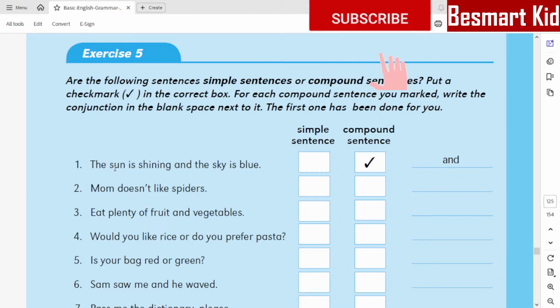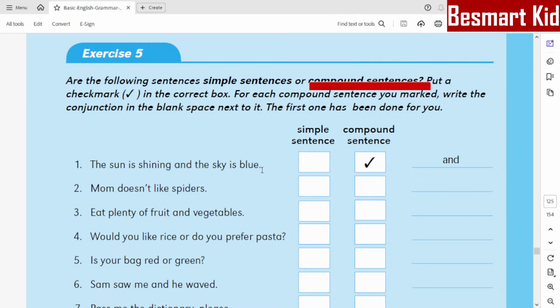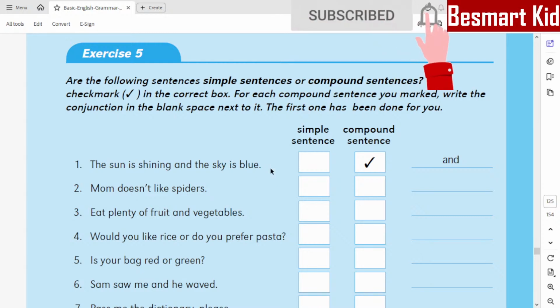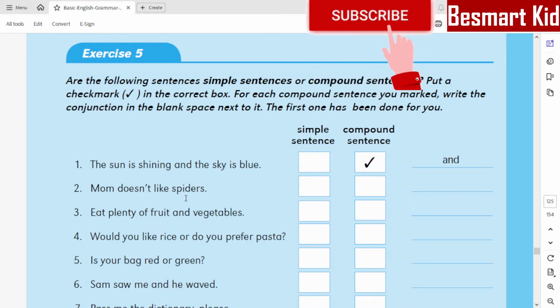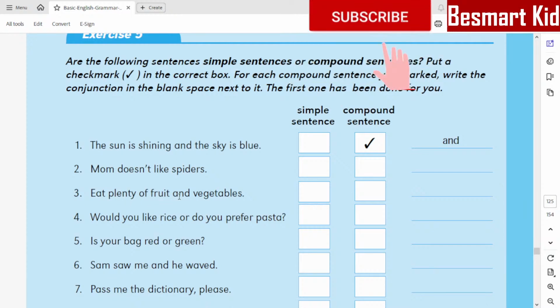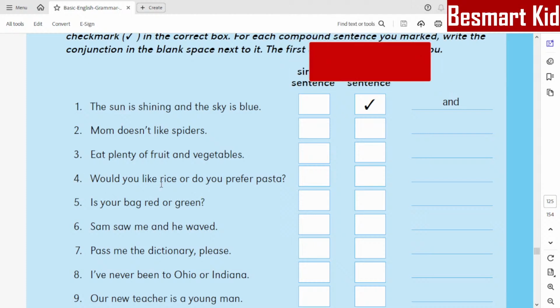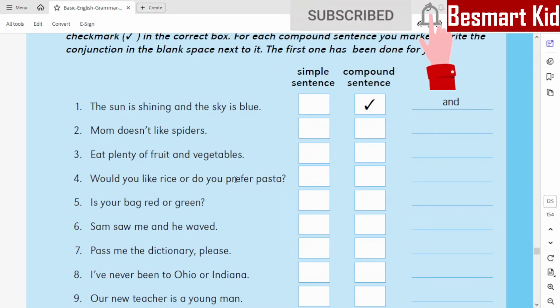First, the sun is shining and the sky is blue. So here, this is a compound sentence, and the conjunction is and. Second, Mom doesn't like spiders. Third, eat plenty of fruits and vegetables. Fourth, would you like rice or do you prefer pasta? Fifth, is your bag red or green?